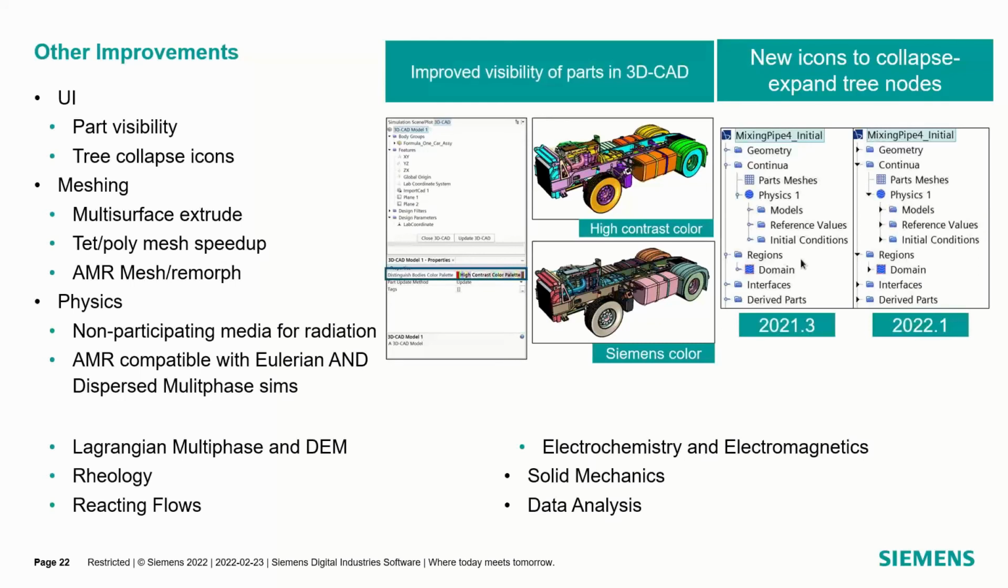In terms of physics, there are a lot of improvements, so I had to pick just a few for this presentation. For heat transfer, there are improvements for non-participating media for radiation simulations. And the AMR capabilities are now compatible with Eulerian and dispersed multiphase simulations. There are also improvements to Lagrangian multiphase and DEM, rheology, reacting flows, electrochemistry and electromagnetics, and improvements to solid mechanics. And there are a lot of improvements to the data analysis capability of STAR.